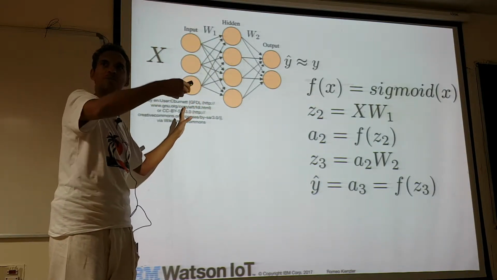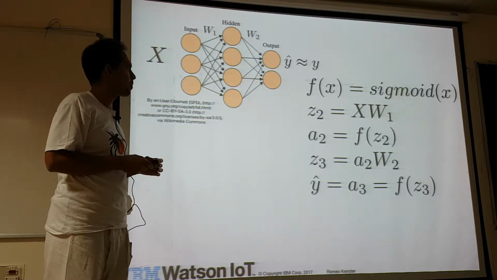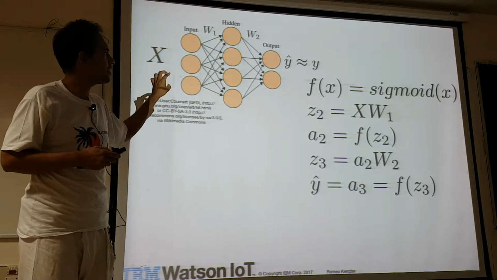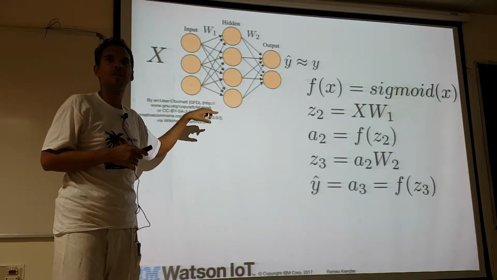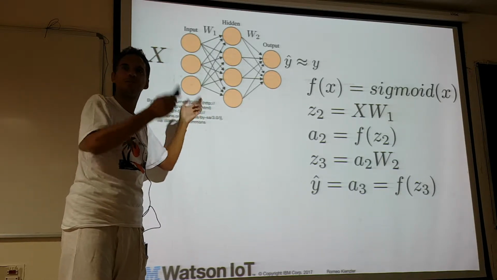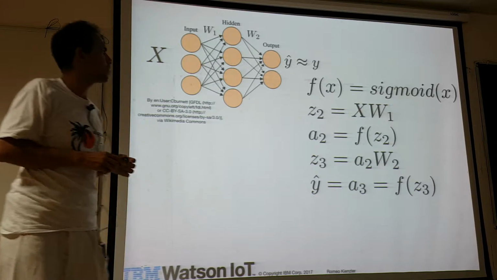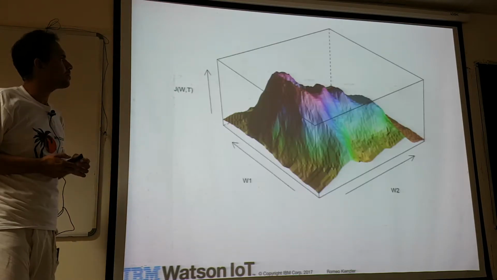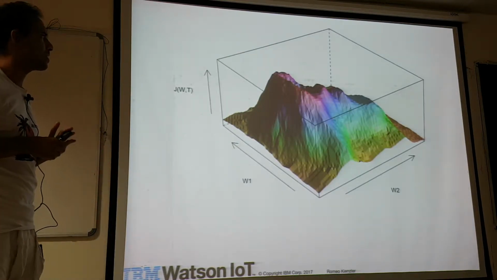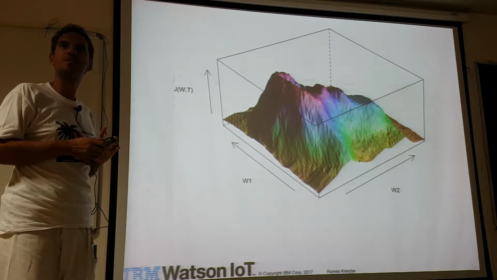From left to right, it's called forward pass. If you had ideal parameters W1 and W2, it would already do the job quite well. So the question is, how can we come up with parameters W1 and W2? We can basically search for them using brute force.